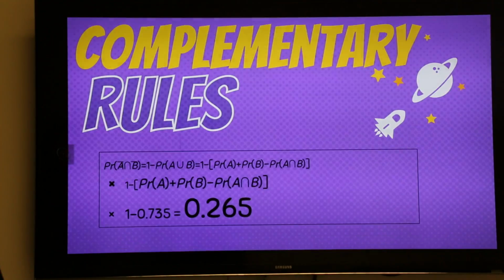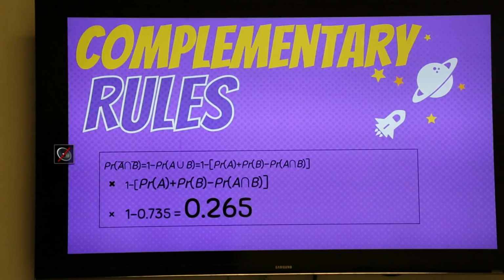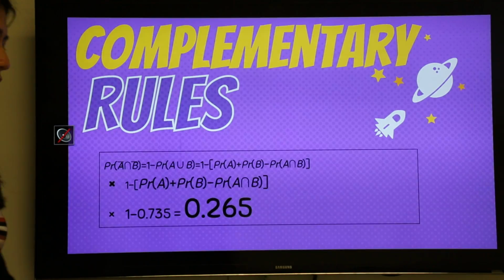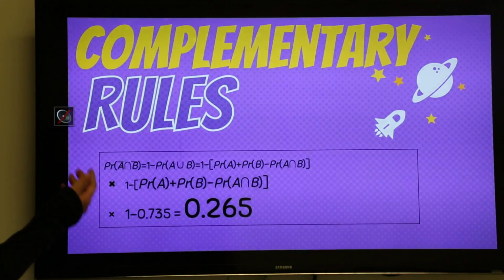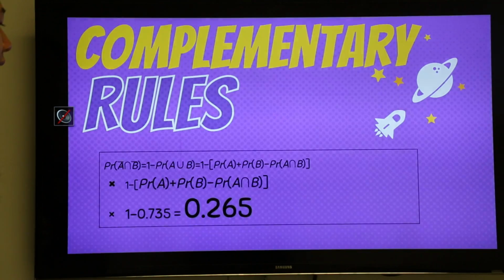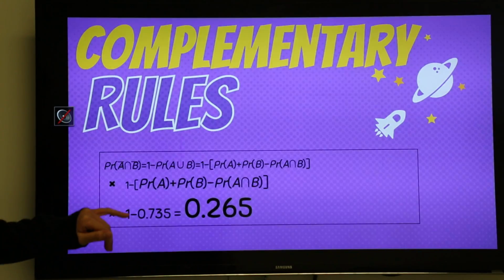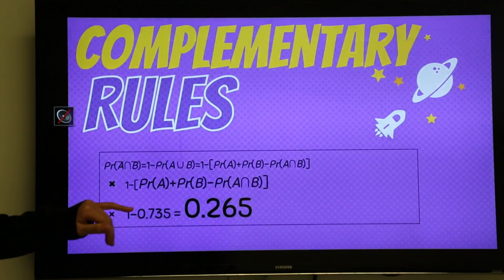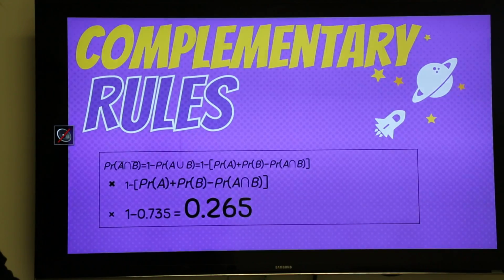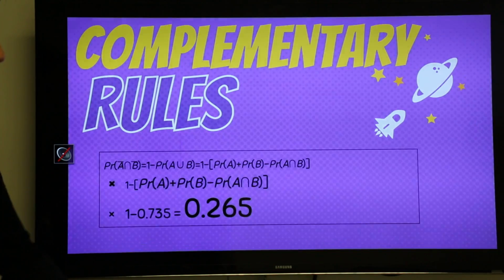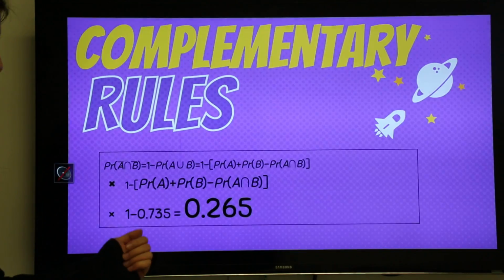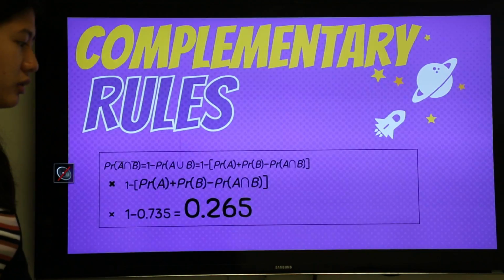After that, the complementary rule. The people who neither patronize the store nor purchase the newspaper is probability of A bar intersect B bar. So we substitute: 1 minus probability of A plus probability of B minus A intersect B. So 1 minus 0.735 equals 0.265.